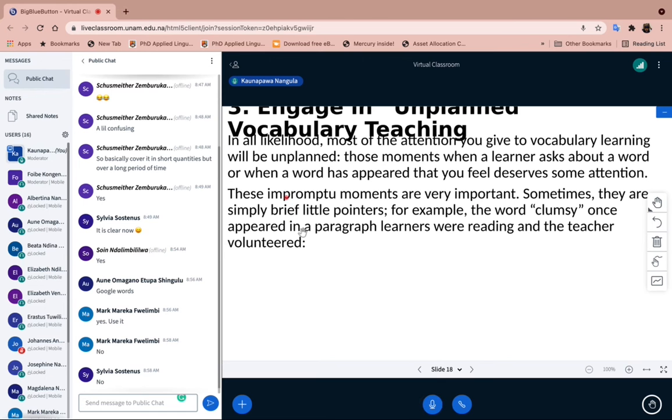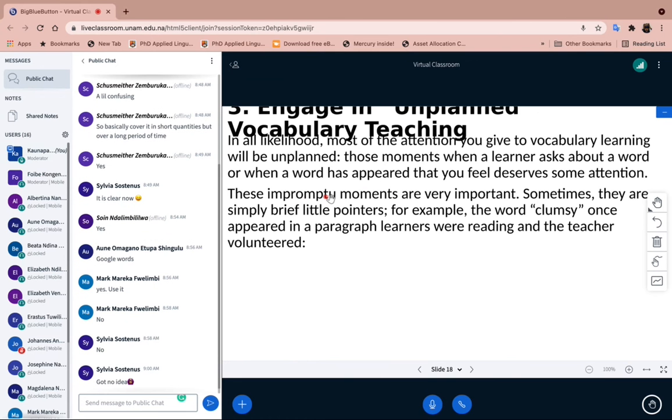Here we have an example. This is an impromptu moment. These impromptu moments are very important. So what is impromptu? Yes, English teachers, what does this word mean? Got no idea. Sylvia has no idea. Anybody? Give it a shot. Okay, impromptu is a synonym for unplanned. Unplanned moments are very important, like when they ask you a question about a vocabulary word that you did not plan.